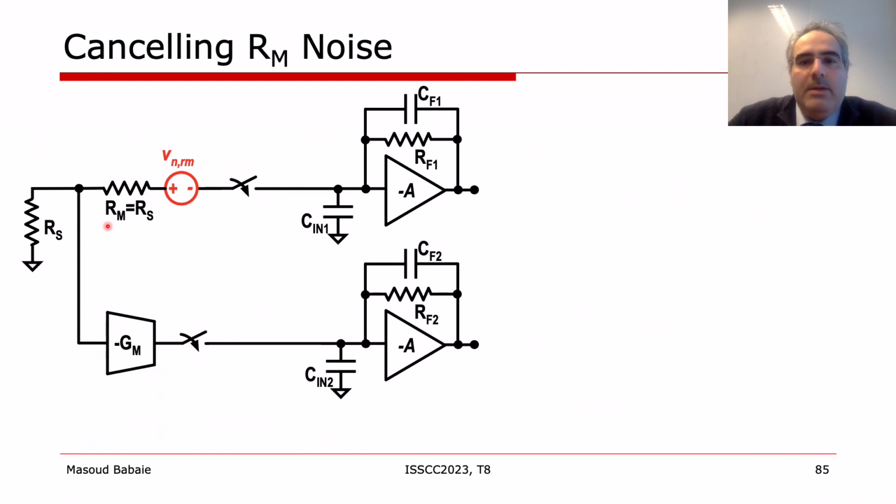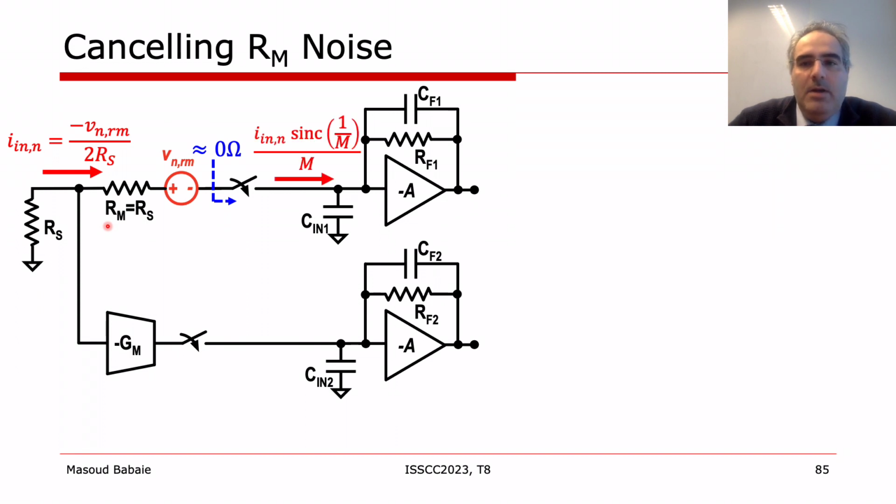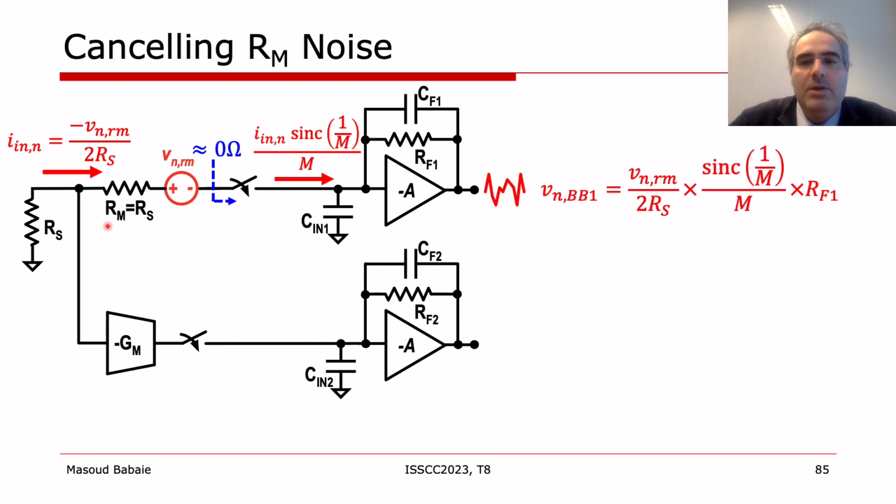Let's do the same exercise for RM noise. Since the input impedance of the TIAs is almost zero, the receiver input current is minus VNRM over 2RS, where VNRM is RM voltage noise. The RF current is then converted to the baseband with a mixing factor and eventually realizes a voltage at the output of the main receiver, calculated by this equation over here.